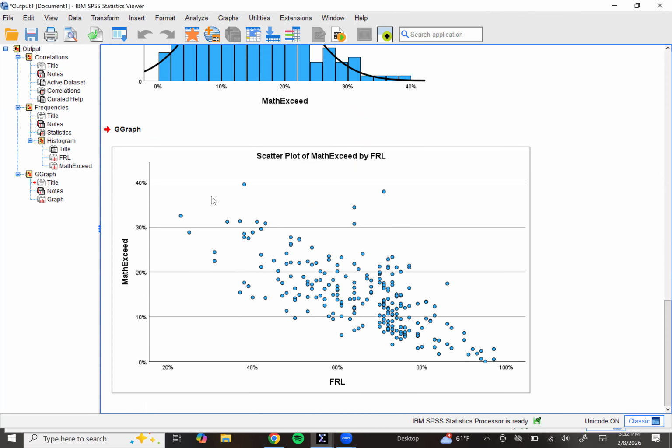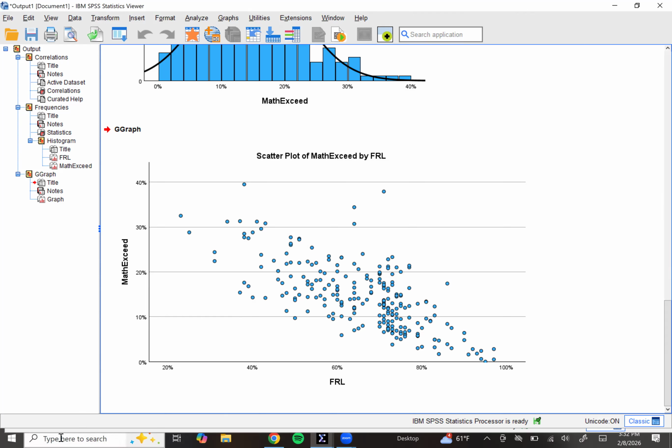And we can see that we've got a strong negative correlation. We can see that it's linear, and we can see that there's homoscedasticity because the majority of it would be right here in the middle.